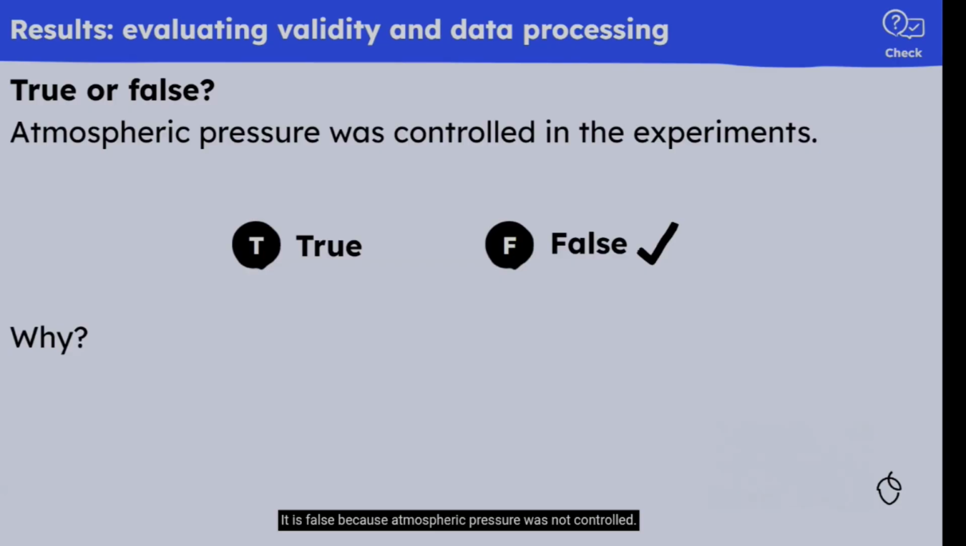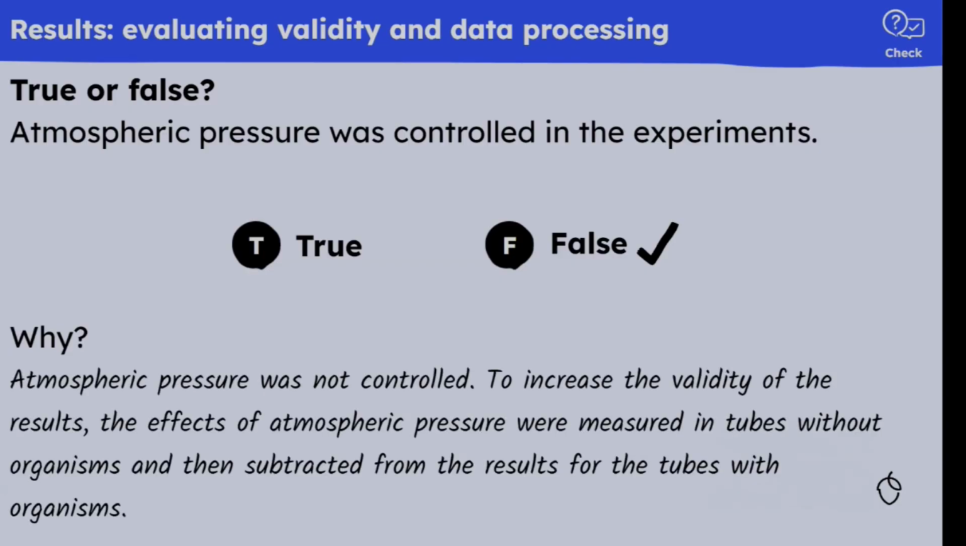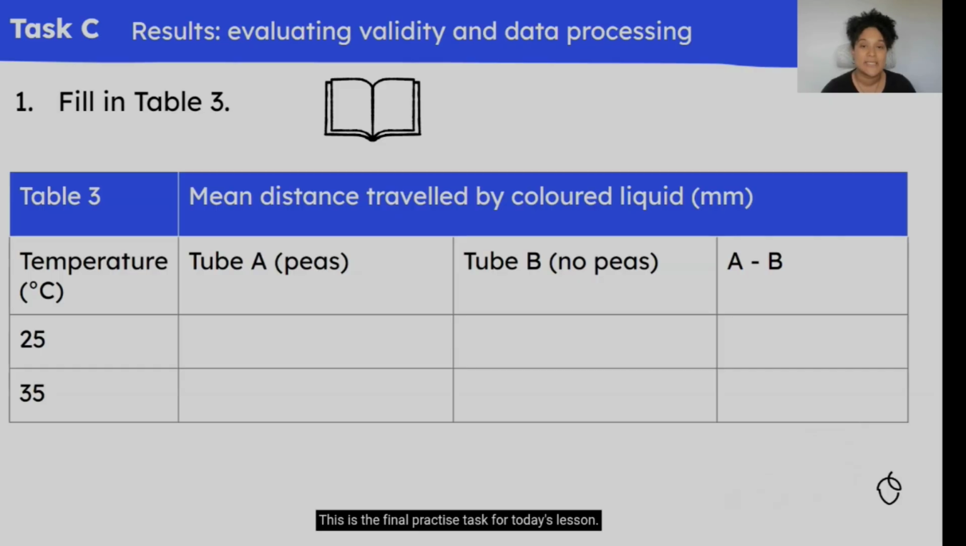It is false because atmospheric pressure was not controlled. To increase the validity of the results, the effects of atmospheric pressure were measured in the tubes without organisms and then subtracted from the results for the tubes with organisms. Great job if you got that right. This is the final practice task for today's lesson.